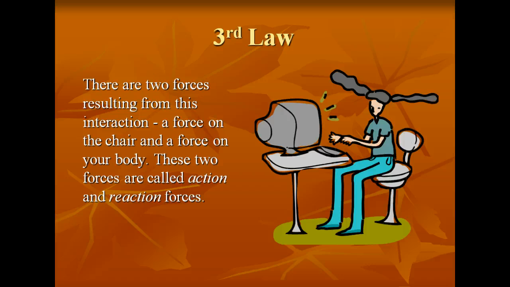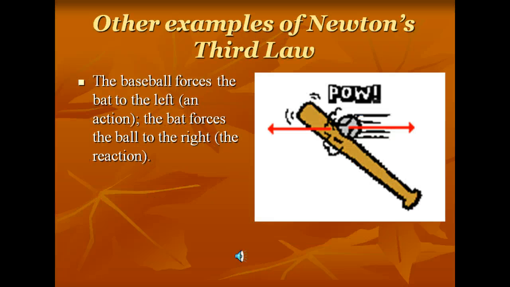So the two forces are called action-reaction pairs. So the action is the person exerts a force on the chair. The reaction is the chair exerts a force on your body. So action-reaction force pairs. Just like in this one, the baseball bat, the ball comes in and forces the bat to the left. That bat forces the ball back to the right. So the action is the ball forces the bat to the left. Reaction, the bat forces the ball to the right.